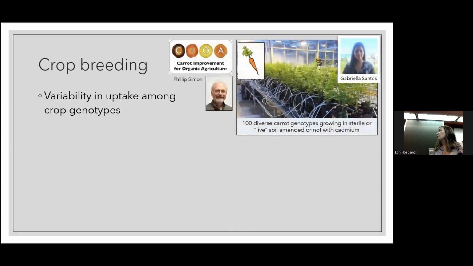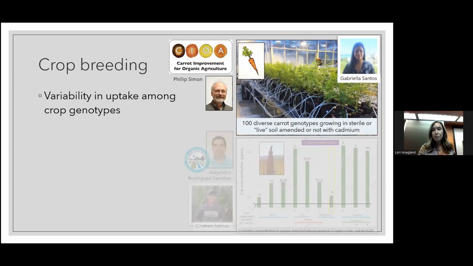One project that we've been working on for about 12 years, a long-term effort in collaboration with Dr. Phil Simon, an ARS carrot breeder, is looking at carrots that are better suited to local food systems and organic food systems. In my lab, we've been very interested for many years in developing carrots that are better at excluding heavy metals. This was a study Gabriella did a few years ago to identify some of these lines.